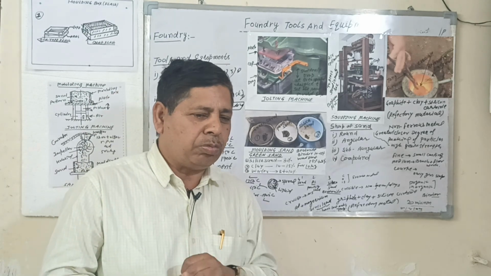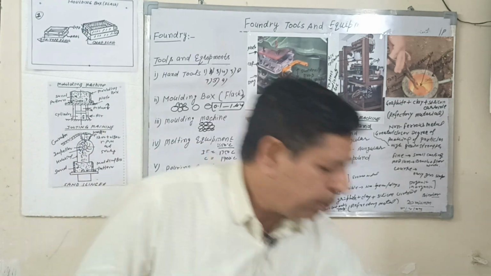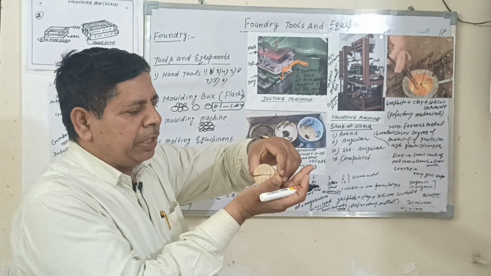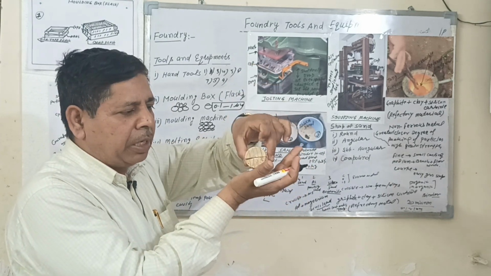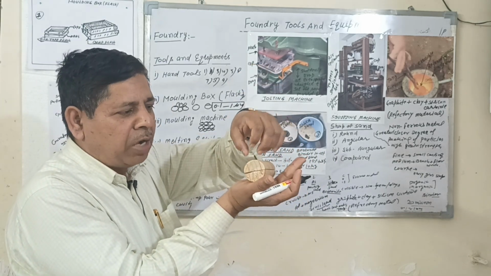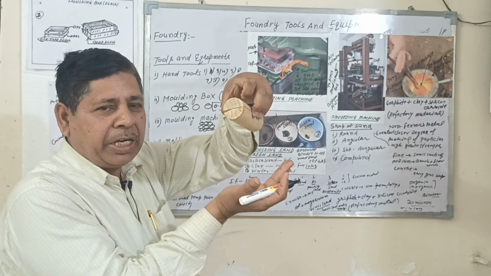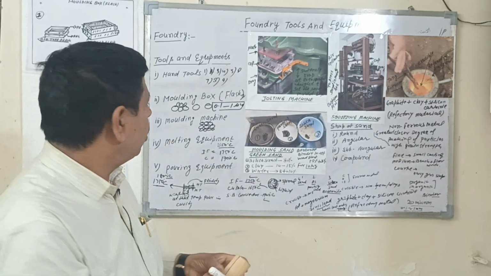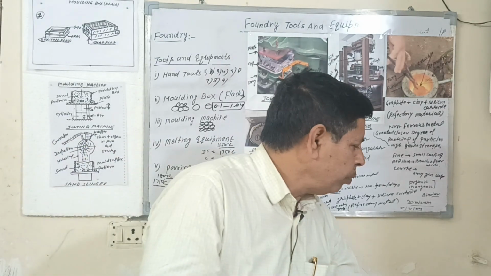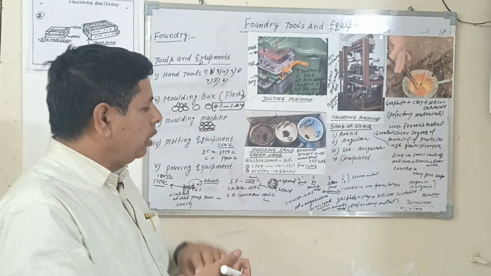Draw screw. When the pattern is set in a molding box, how is it to be taken out? The draw screws are used for carrying the pattern out of the molding box. Then there are different types of gaggers.